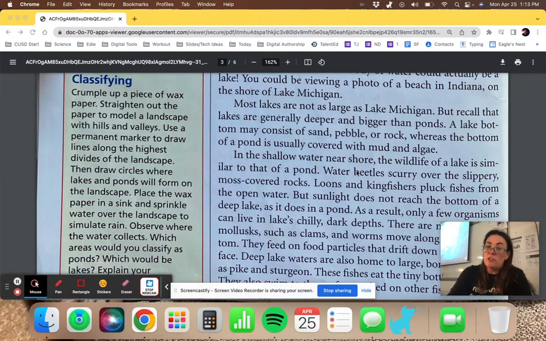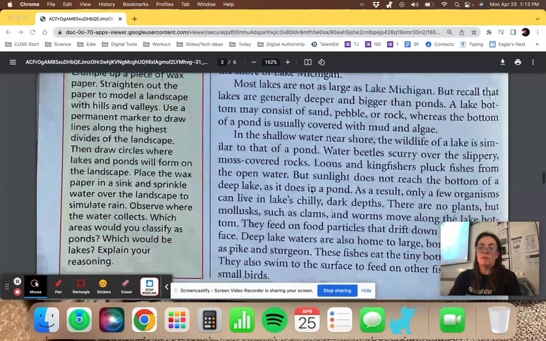In the shallow water near shore, the wildlife of a lake is similar to that of a pond. Water beetles scurry over the slippery moss-covered rocks. Loons and kingfishers pluck fishes from the open water. Those are types of birds.